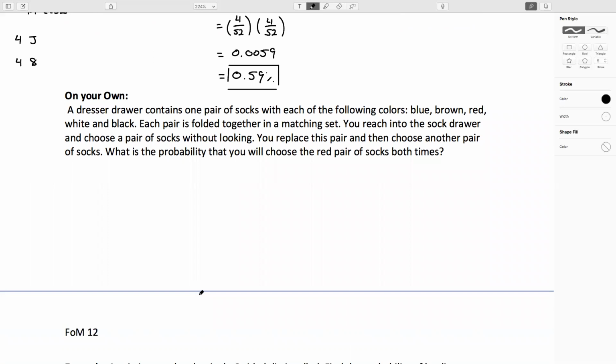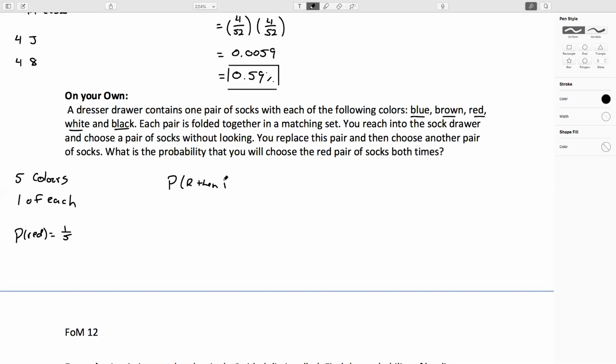A dresser drawer contains 1 pair of socks with each of the following colors: blue, brown, red, white, and black. So we've got 1, 2, 3, 4, 5 different colors. Each pair is folded together into a matching set. You reach into the sock drawer and choose a pair of socks without looking. You replace this pair, then choose another pair of socks. What is the probability that you'll get a red pair both times? Okay, and so since there's 5 colors and there's 1 of each, that means the probability of any color, in this case red we're interested in, probability of red is 1 over 5.